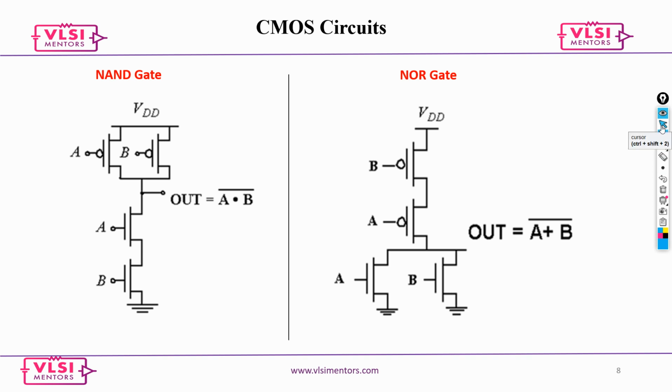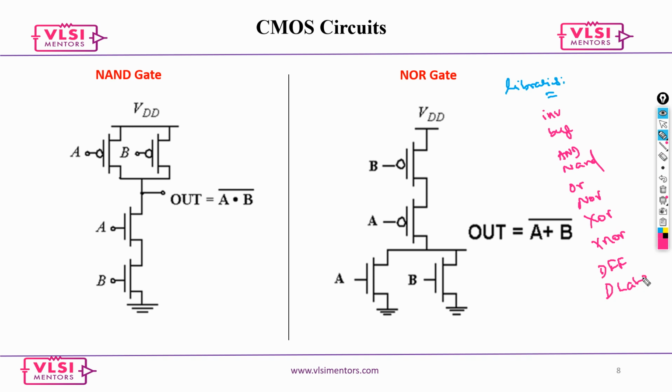See, any design that we have will have all the standard cells. So there is something called a library. If you go and look at it, it's basically small blocks, small gates. Say you have an inverter, a buffer, an AND, a NAND, an OR, a NOR, XOR, XNOR, and then DFF and D-latch.